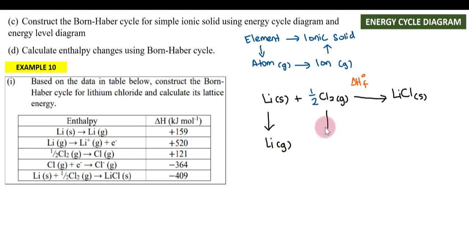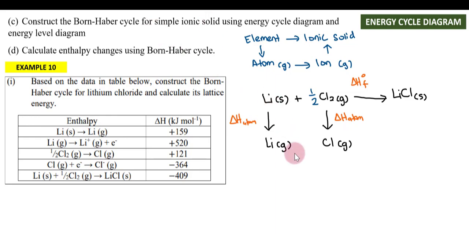And then for the chlorine gas, Cl2, it will become Cl gas. Since here it is 1/2 times 2, we will get Cl gas. After we convert it into atoms, let me label it as atomization. Delta H atomization. This one is also the delta H of atomization for chlorine, for lithium.